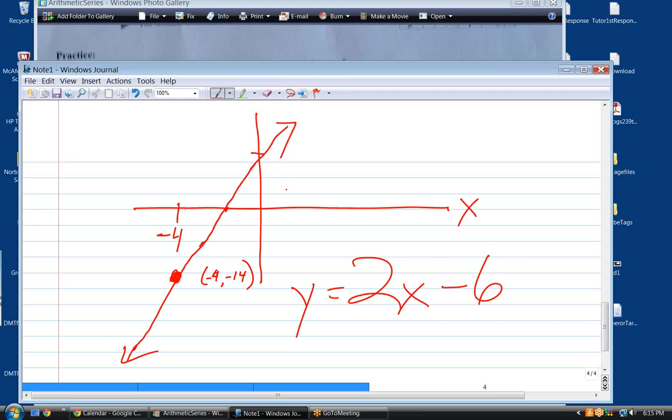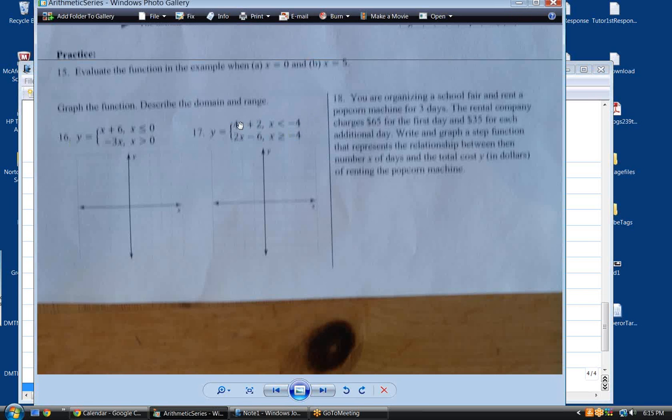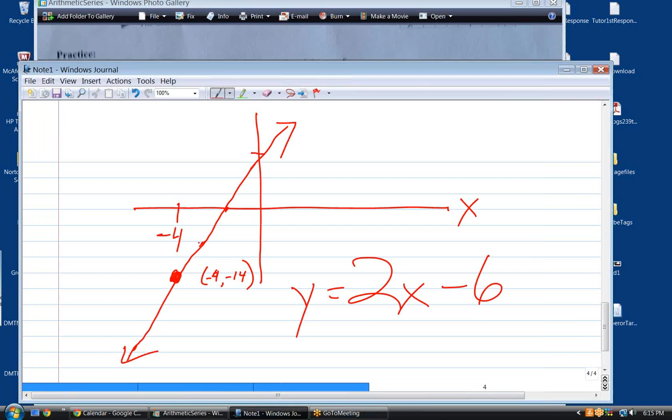Did they both have the same slope? No, the first one had a slope of 4. The second one had a slope of 2. So this one's actually steeper, and this one's a little flatter. I should have drawn it like this. And then that's a piecewise function.